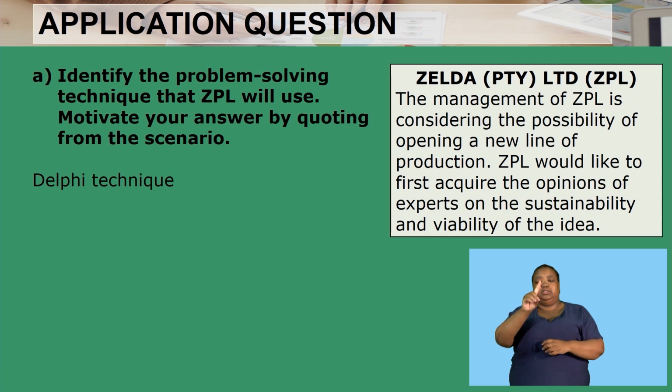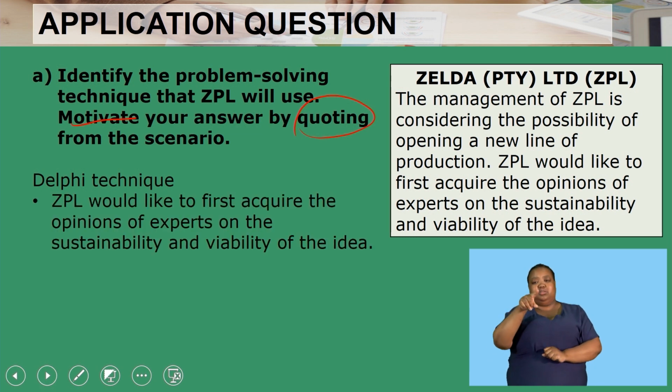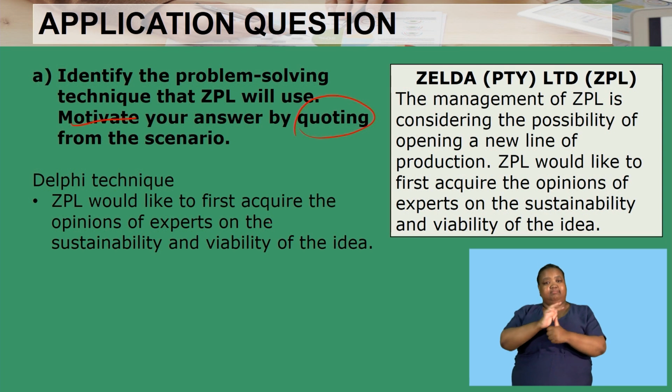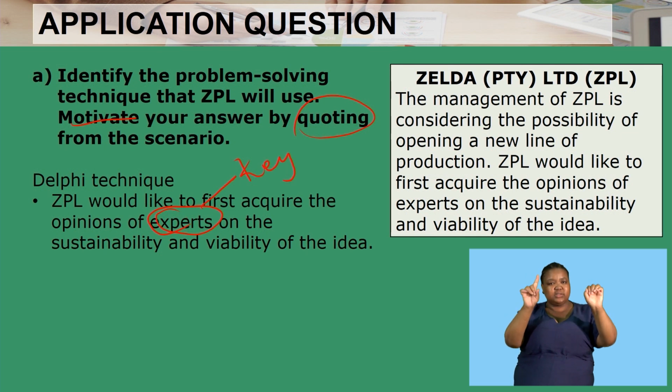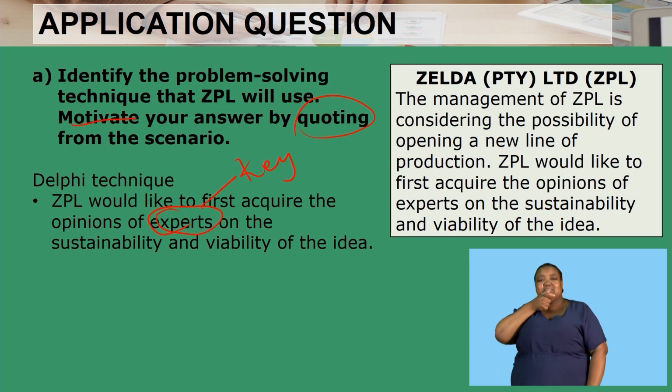Yes, that's correct. Our answer is Delphi, but how do we know that the correct answer is Delphi? You need to motivate your answer by quoting. It needs to be accompanied by a quote, because if you're not quoting, then how do we know that you are correct or not? So that's your evidence. It says here, ZPL would like to first acquire the opinions of experts. Experts is a keyword that we're getting. Experts on the sustainability and viability of the idea. So the minute you see experts, that should give you at least a hint to say this is your Delphi technique.